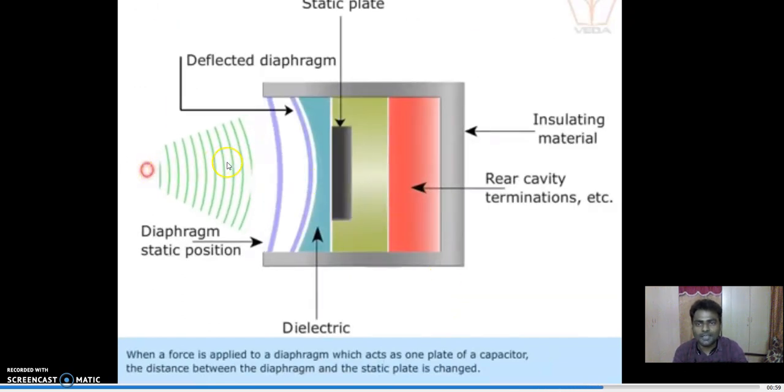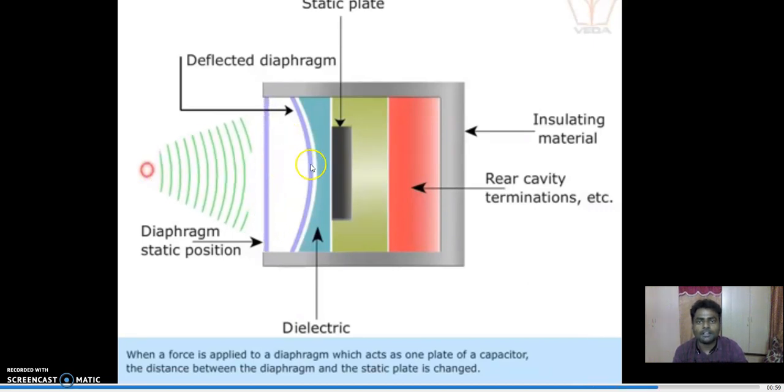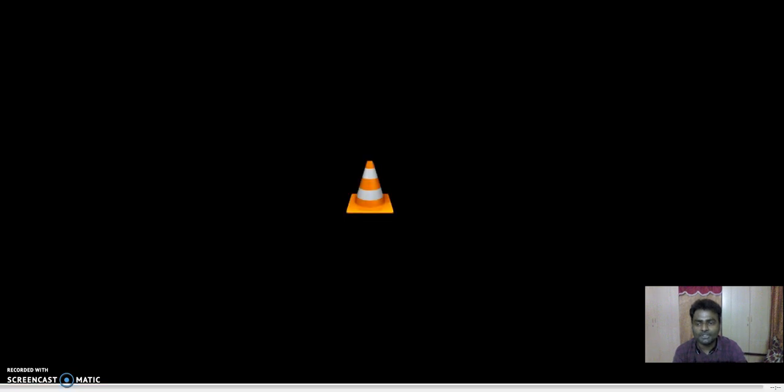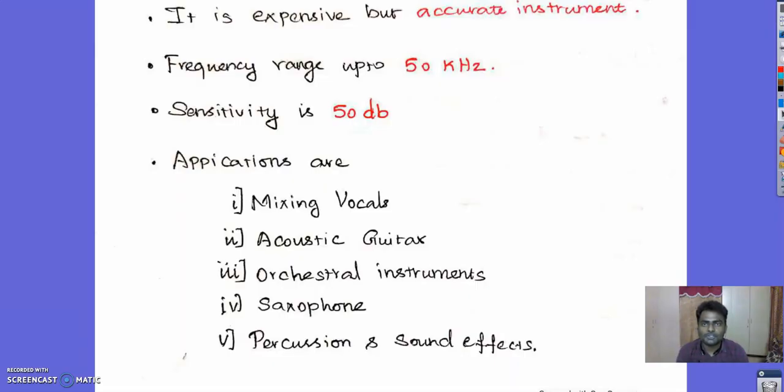When we speak, the voice makes the diaphragm move, and it reduces the distance as well as the area between them. This results in a change in capacitance, which is measured using the AC bridge. So we have seen the operation of the capacitive microphone with the help of the video.